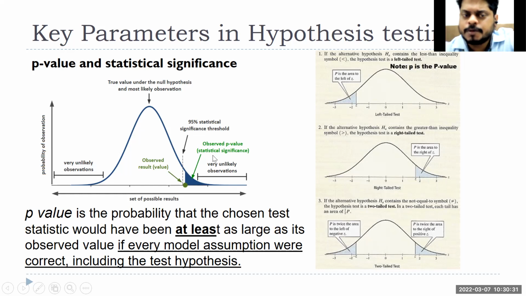Observed value is whatever my statistical significance is, right? So I get this value. Let's look through one example. Let's say I want to understand whether my mean quiz score is greater than 3.5.